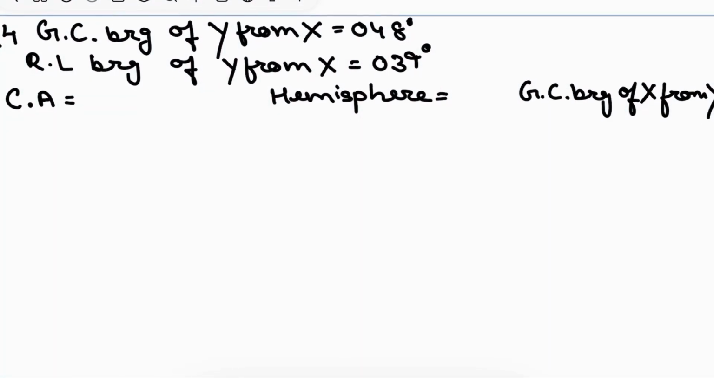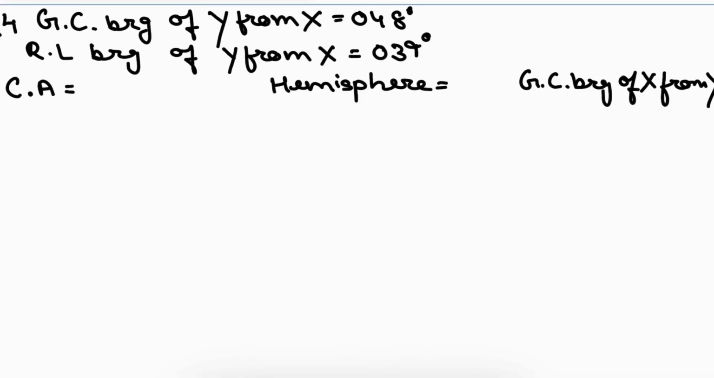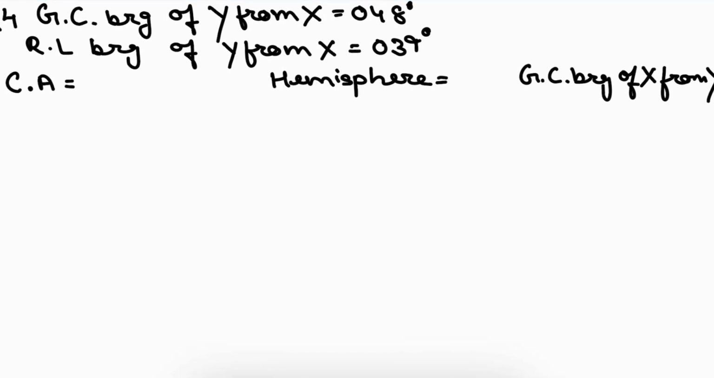So in the next question, we are given that the great circle bearing of y from x is 048 and the rhumb line bearing of y from x is 039, and we have to find out the conversion angle, the hemisphere of both the points, and the great circle bearing of x from y.